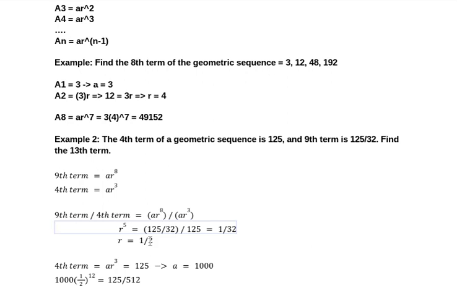So we can divide the ninth term by the fourth term because in this case a will be cancelled out and then it will be r. So the ninth term is ar to the power of 8 and the fourth term is ar to the power of 3. So r to the power of 5 is equal to 125 over 32 divided by 125, which is equal to 1 over 32. So this makes r equal to 1 over 2.